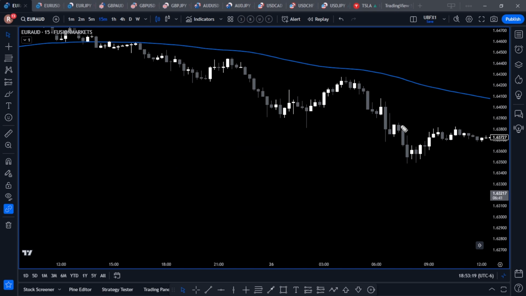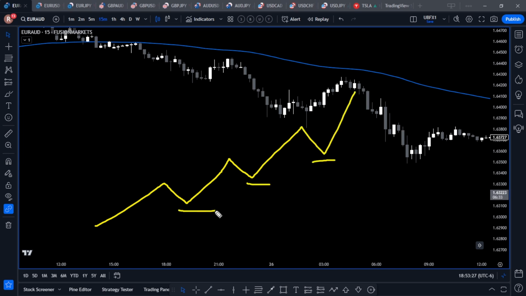Now with an uptrend, it's the exact same, but the opposite. We are going to see that lows get progressively higher than the previous low. Now with that concept in mind, that makes these lows for buy trades and these highs for sell trades very good places to put your stop loss.